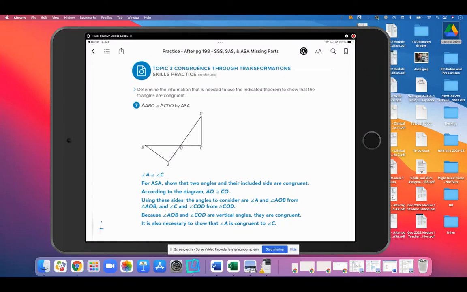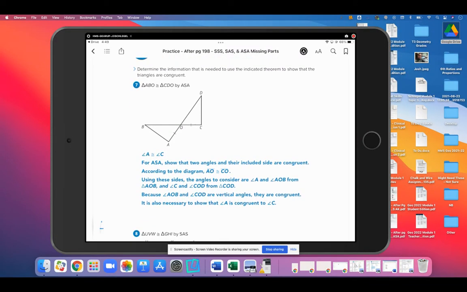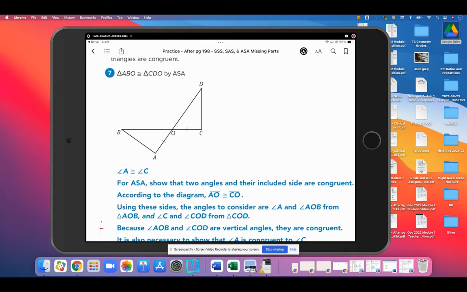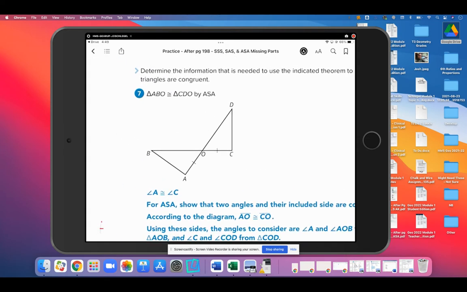So we've got topic 3, congruence through transformations. Beginning with number 7 for this assignment, we are asked to determine the information that is needed to use the indicated theorem to show that the triangles are congruent. So we are wanting to use angle, side, angle to prove that these two triangles are congruent. And it looks like we do have vertical angles, so that would be something that we would already know.